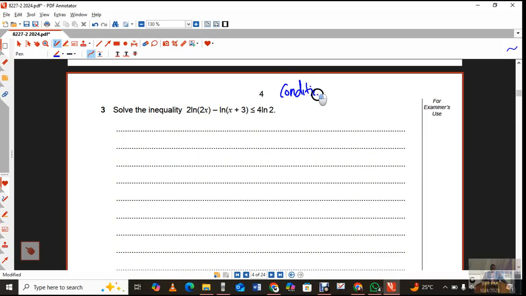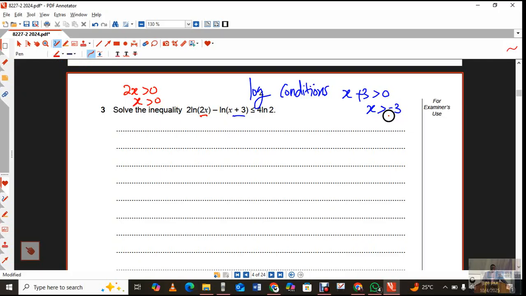The log conditions. First of all, in this one over here, x plus 3 should be greater than 0, so x should be greater than -3. So if we happen to get an answer as we are solving and the answer is -4, it will not work under this condition. But that's not the only condition to be considered. There is another one here: 2x should be greater than 0, so x should be greater than 0.